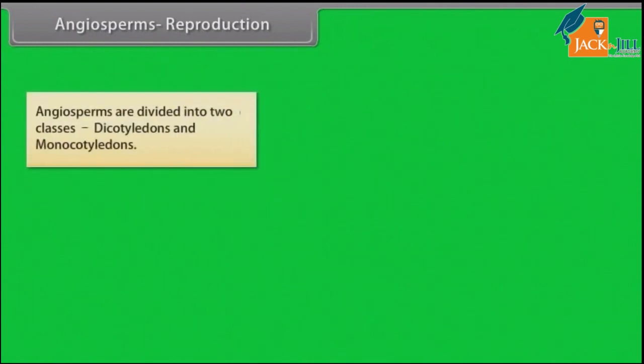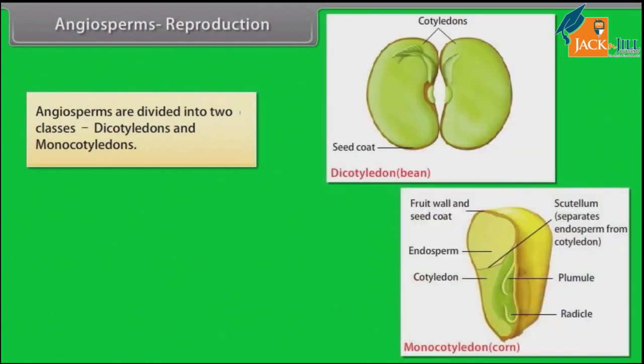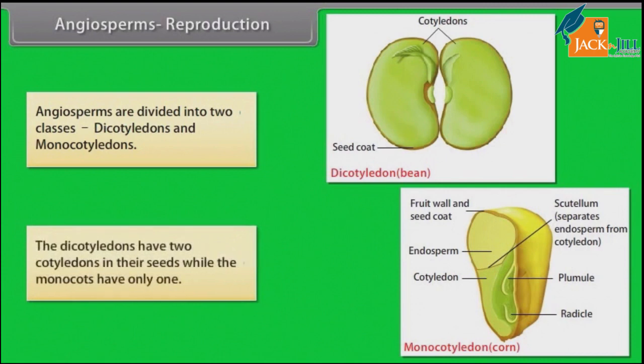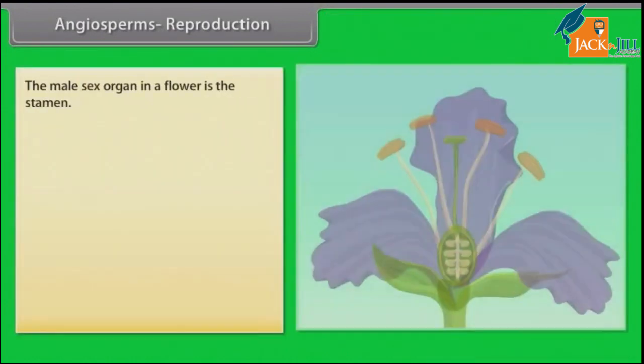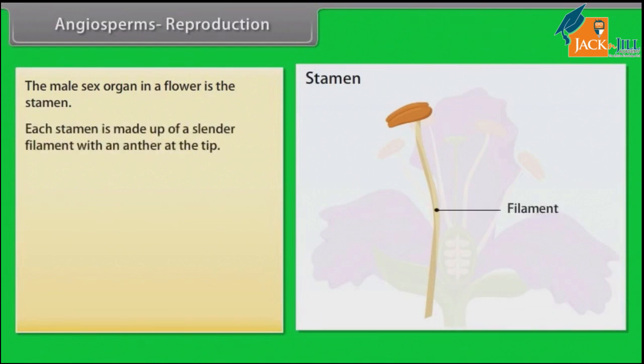Angiosperms. Reproduction. Angiosperms are divided into 2 classes: dicotyledons and monocotyledons. The dicotyledons have 2 cotyledons in their seeds, while the monocots have only 1. The male sex organ in a flower is the stamen. Each stamen is made up of a slender filament with an anther at the tip.